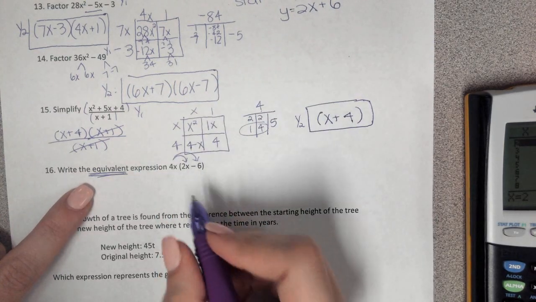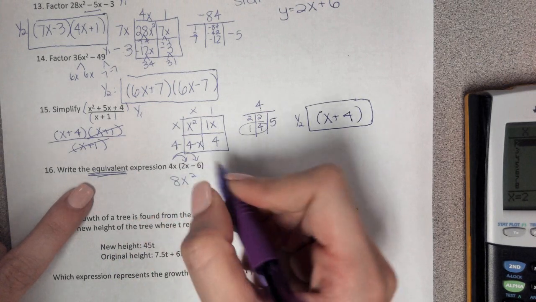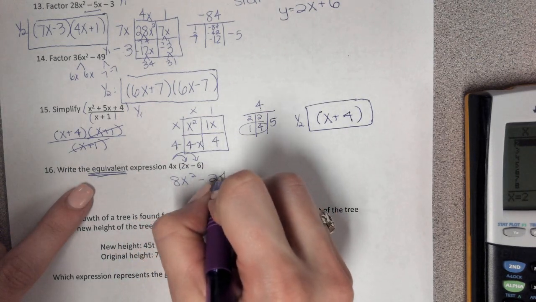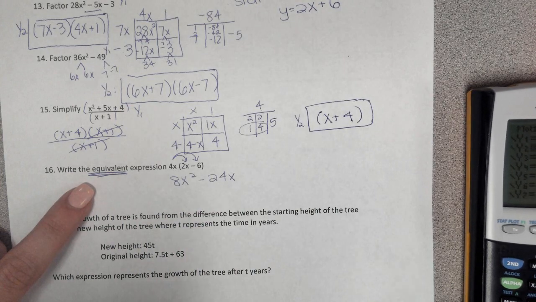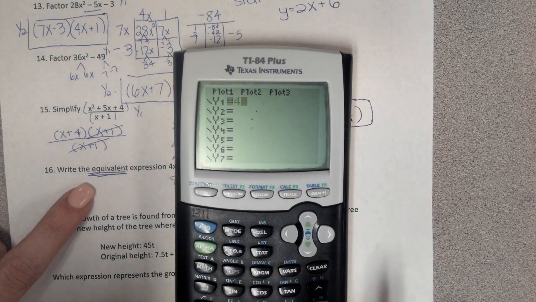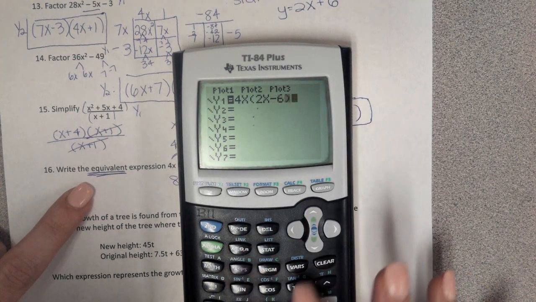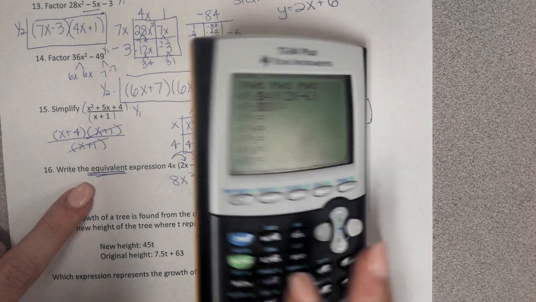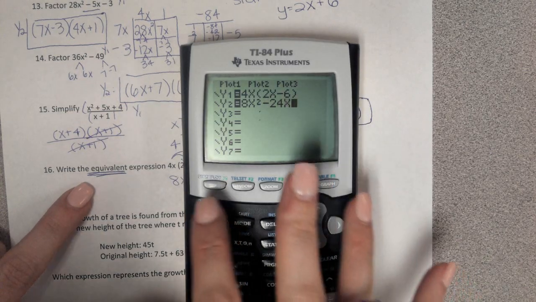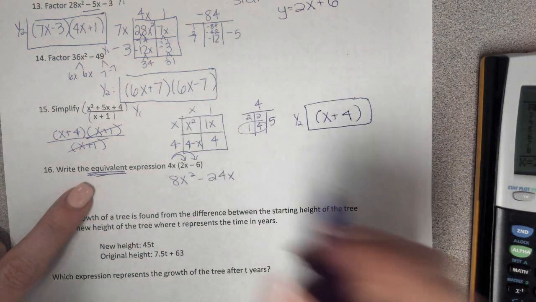I'm distributing. 4 times 2 is 8. X and x is x squared. 4 times negative 6 is a negative 24, and there's an x. So let's check. Original in y1, 4x, parentheses, 2x minus 6. Answer in y2, 8x squared minus 24x. Everything is exactly the same.